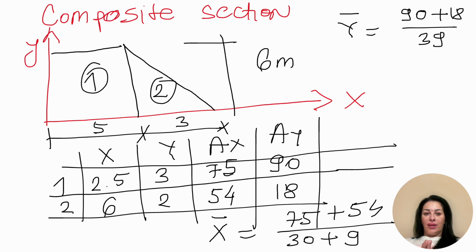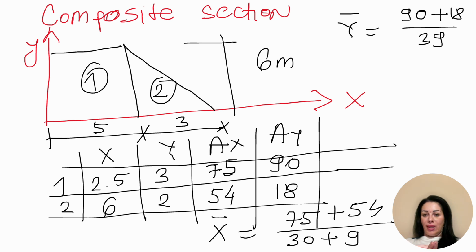Regarding the triangle, we have 1/3 of the 3, which is 1, plus 5 from the coordinate axis, so we will have 6. And in the y direction, it will be 1/3 of 6, which in our case is 2. The area of the rectangle is 5 times 6, which is 30. And for the triangle, it is 3 times 6 over 2, which is 9. So we have the next row, x times area, which is 2.5 times 30, which is 75. And the other one will be 3 times 30, which is 90. For the other section, we have 54 and 18.